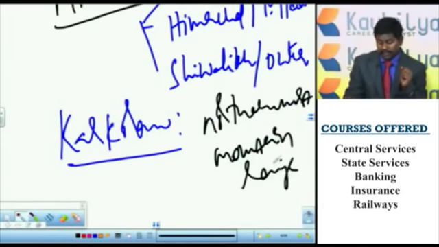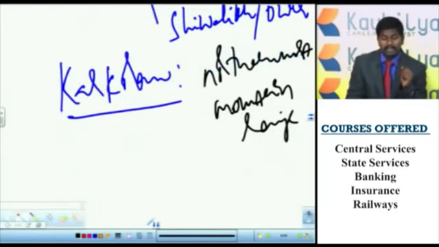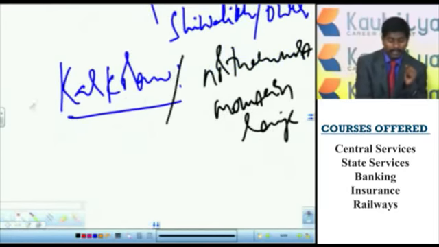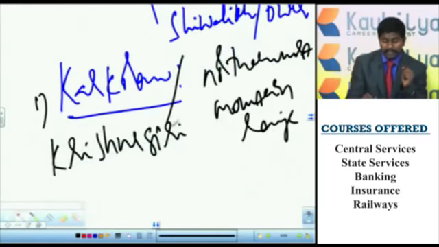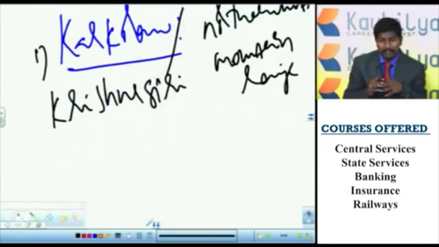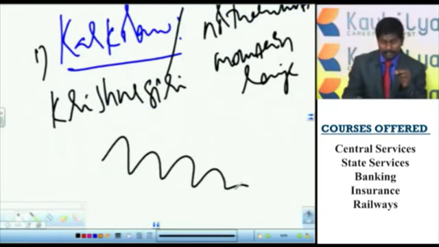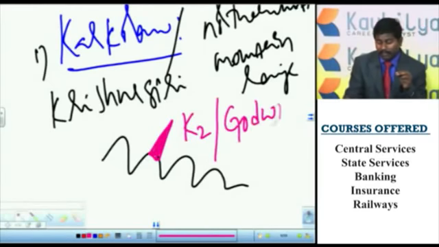Northernmost mountain range of India. This Karakoram range is also called the Krishnagiri range. Now in the northern section of this range, there is an important mountain peak called K2, or it is also called Godwin Austen.